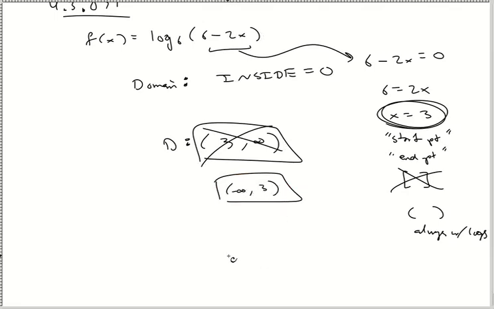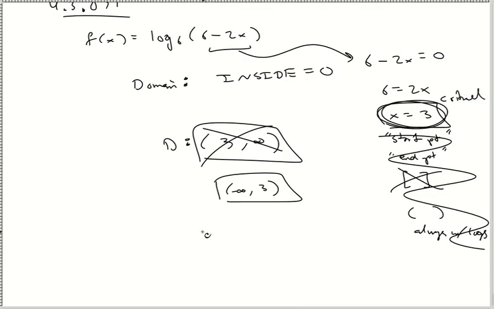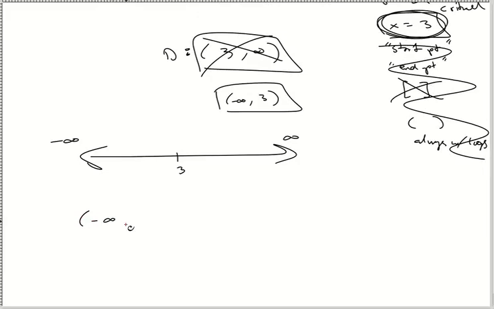Now, I want to do this more systematically with you instead of just winging it. Basically, inside equals 0. This is my critical point. And I want to find out what the intervals would be around the 3. So let's say we got 3 right there. Well, we got negative infinity to 3, and 3 to infinity. My intervals would look like this.